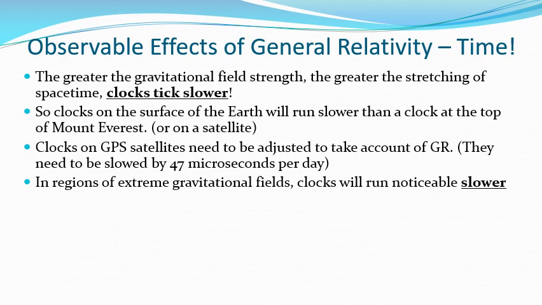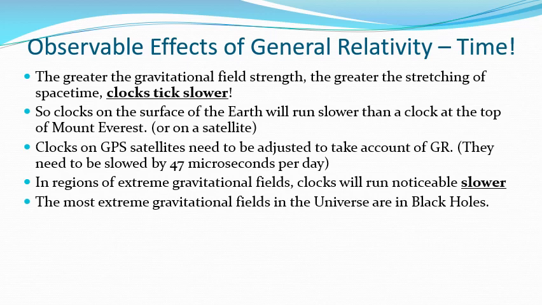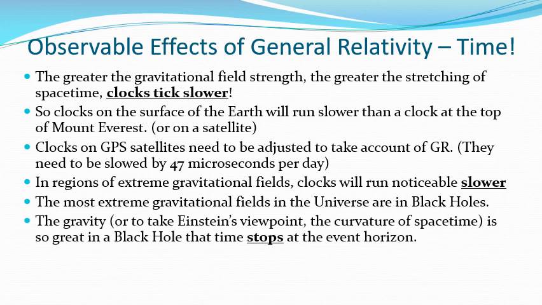In extreme gravitational fields, clocks will run noticeably slower. The most extreme fields are black holes, and we've seen from certain films that time appears to run slower as you get closer to that. That is what scientists would predict, and what Einstein predicts through his theory of general relativity. The gravity, or the curvature of space-time, is so great in a black hole that time stops at this point we call the event horizon. More on that later in the course.